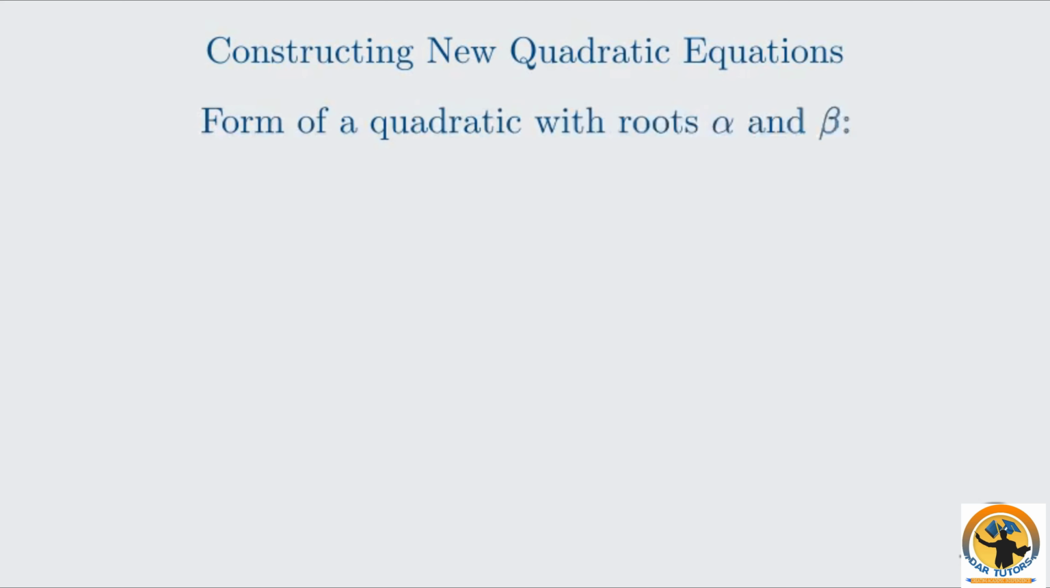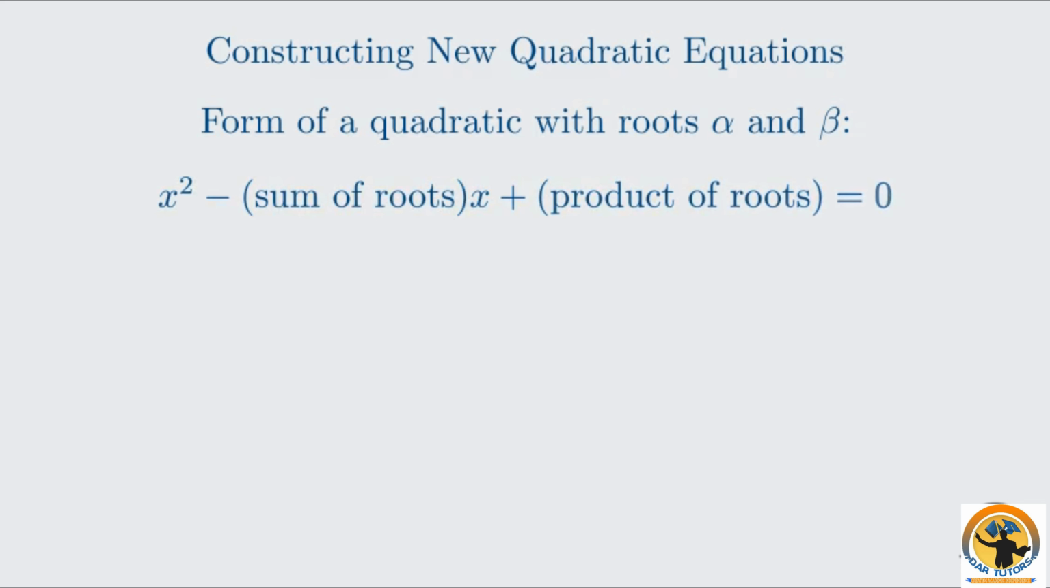The general form of a quadratic equation can also be written in terms of its roots, alpha and beta. It is x squared minus the sum of the roots times x plus the product of the roots equals 0. Notice the minus sign for the sum of the roots. Any equation of this form will have roots alpha and beta.